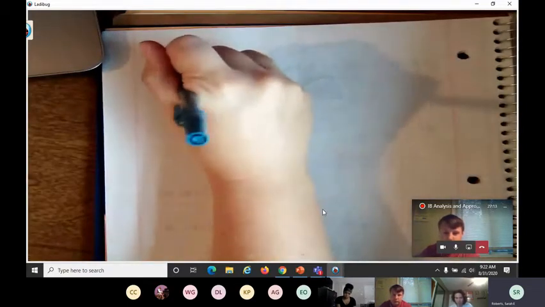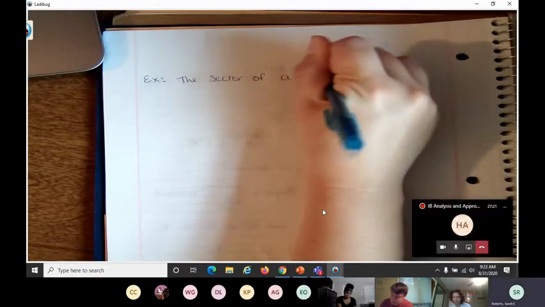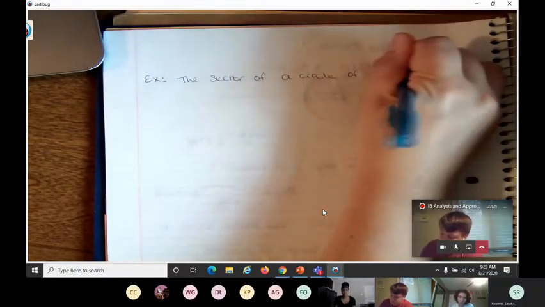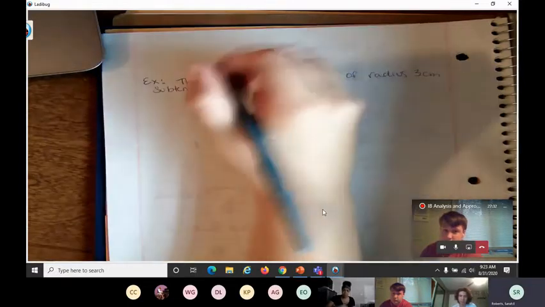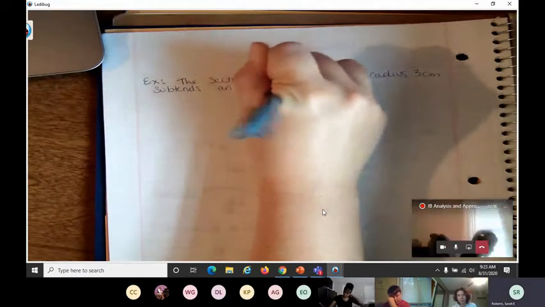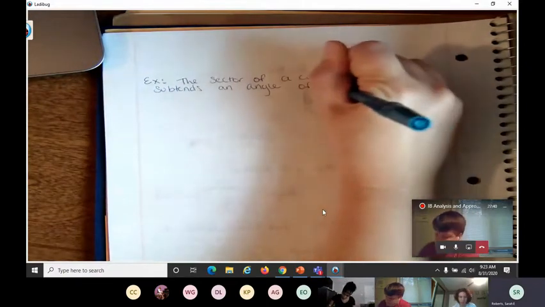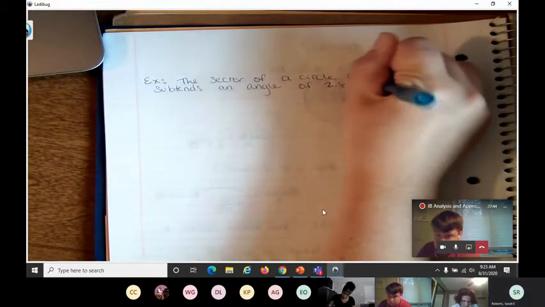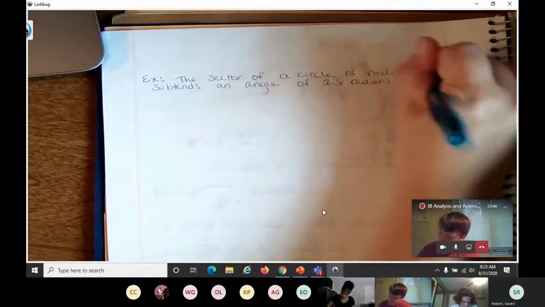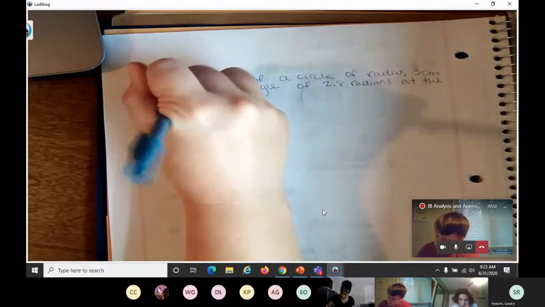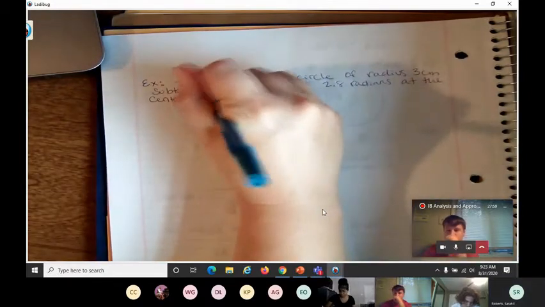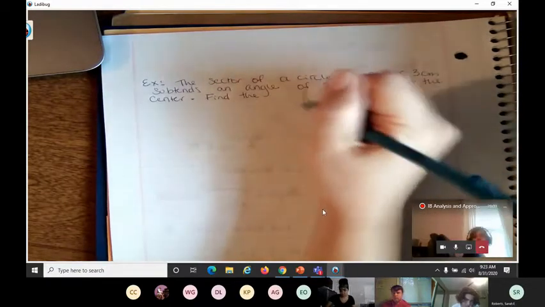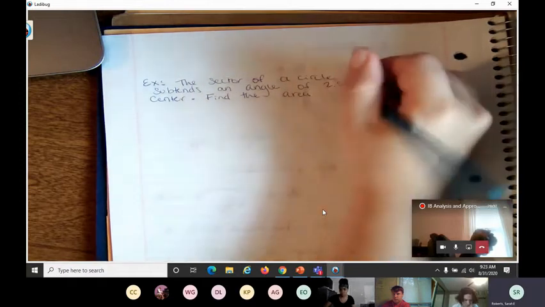So for the next one, we have the sector of a circle of radius 3 centimeters, subtends an angle of 2.8 radians at the center. Then it says find the area of the sector of the circle.